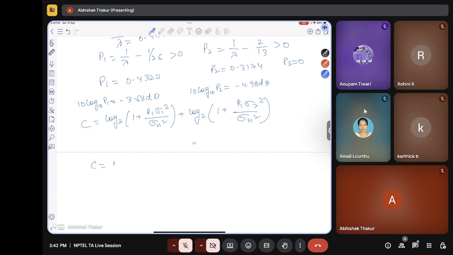So finally, we get our C when we substitute all the values. So we have all these values: log base 2 of 1 plus 0.43 into 52 by 2, plus log base 2 of 1 plus 0.31 into 13 by 2. The final answer we will get is 5.23 bits per second per hertz. Okay, so this is also the unit of capacity, that is bits per second per hertz.